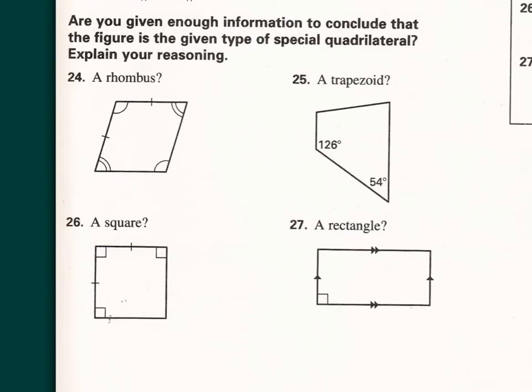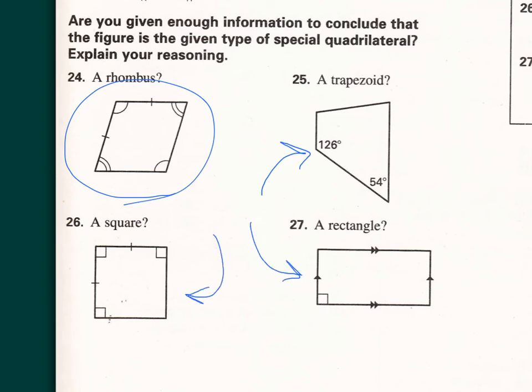And your last 4 problems, just want to know, is there enough information put on the paper there to tell you whether each one is that special quadrilateral? So 24, is this a rhombus? Is 25 a trapezoid? Is 26 a square? And is 27 a rectangle? Is there enough information? If there is, or even whether there is not, you need to tell us why. Give us a little explanation, okay?